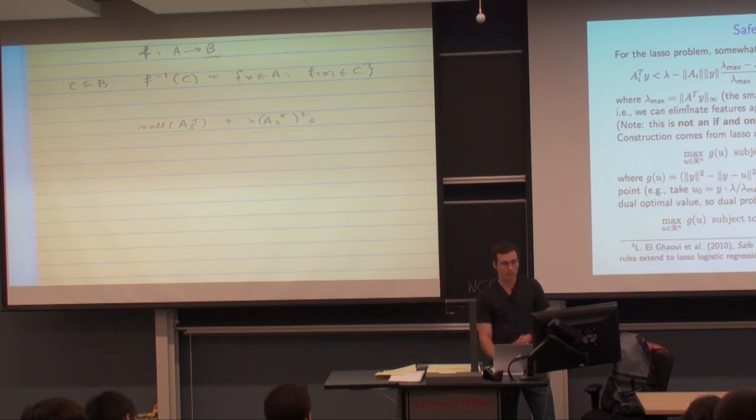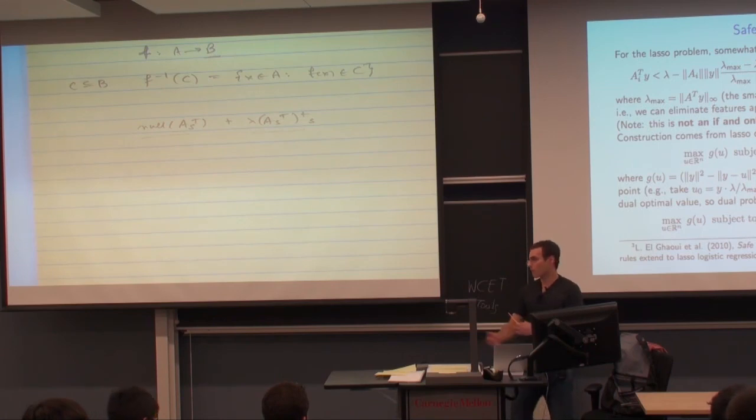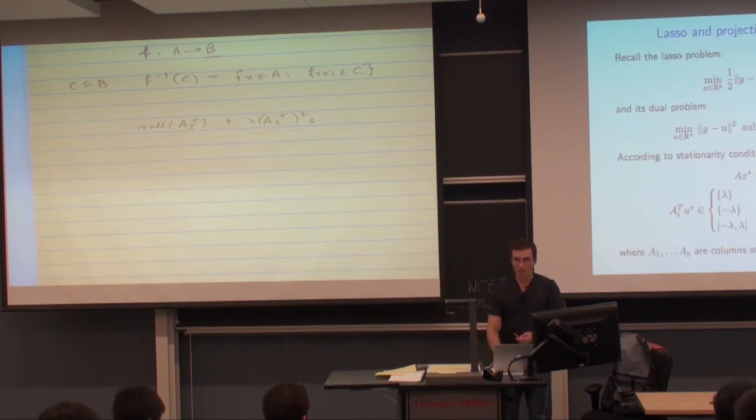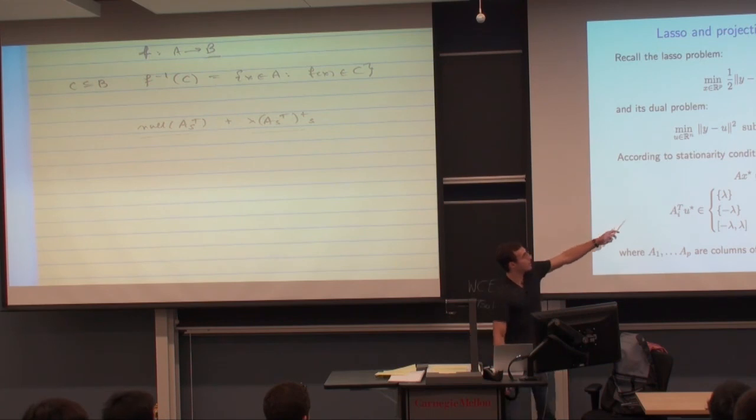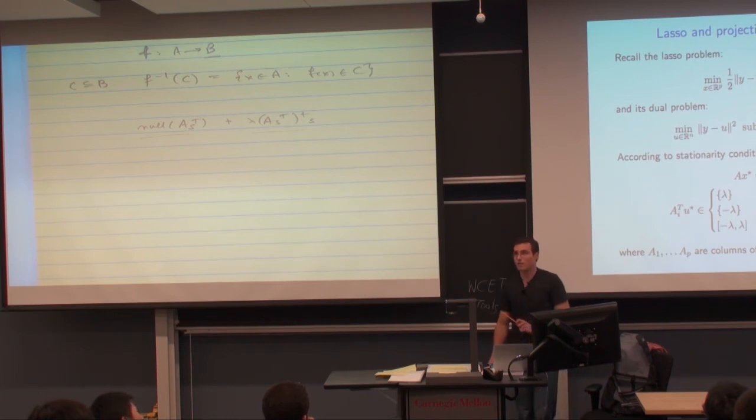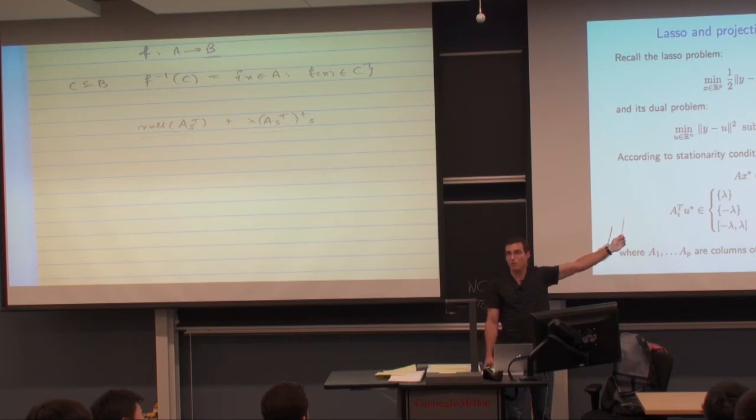So let's see if we can figure out where that comes from. If lambda is equal to the infinity norm of A transpose y, then the claim is that x star, the lasso solution, is 0. Where does that come from? Once again, it comes from the dual. If I put lambda equals the infinity norm of A transpose y, then the dual solution is equal to y, because that satisfies the constraint, and I get y minus y, which has 0 norm. So that's the dual solution, u equals y.